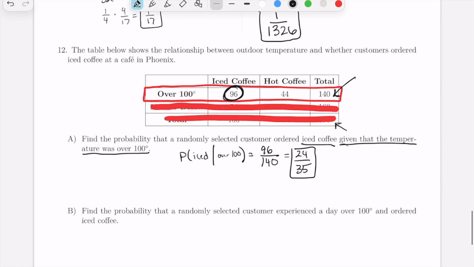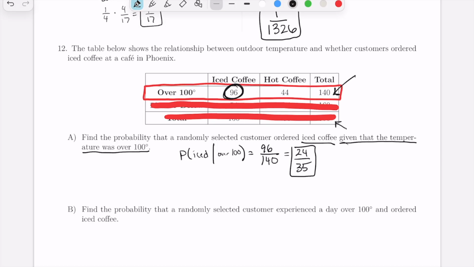Find the probability that a randomly selected customer experienced a day over 100 and ordered an iced coffee.